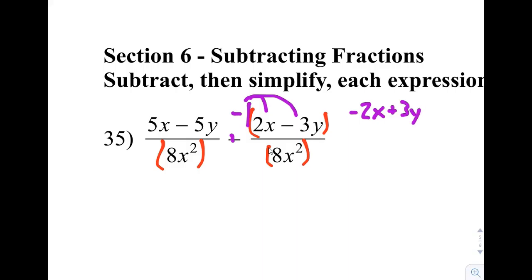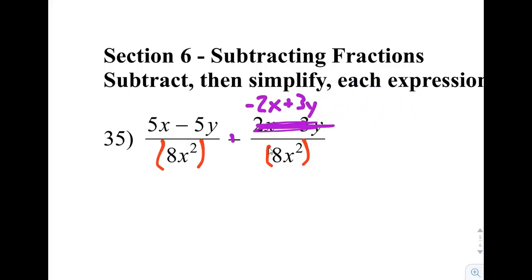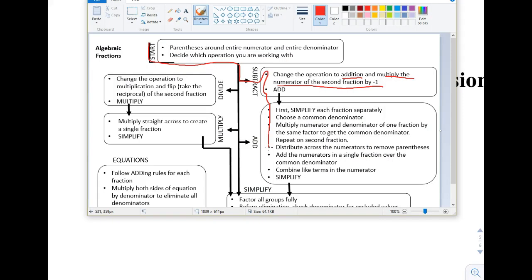And when we do all of that, cross this out. I'm going to move this back over here so it's a little easier to read. That is now our problem. We have a common denominator. Our tops have no parentheses on them. So let's see what we can do with that.